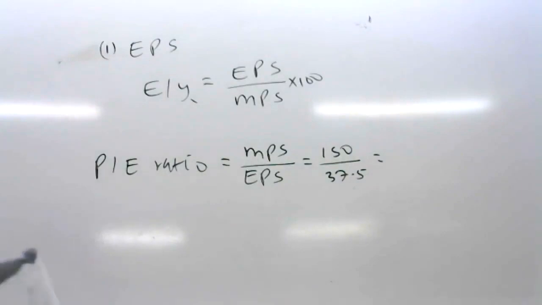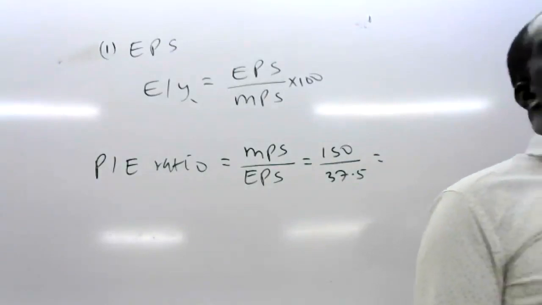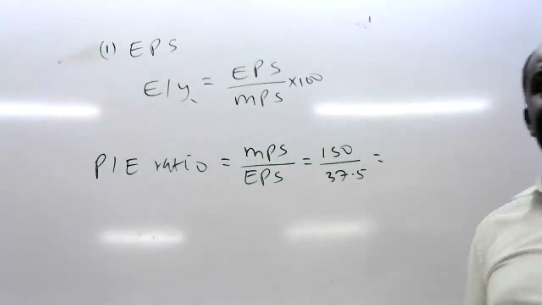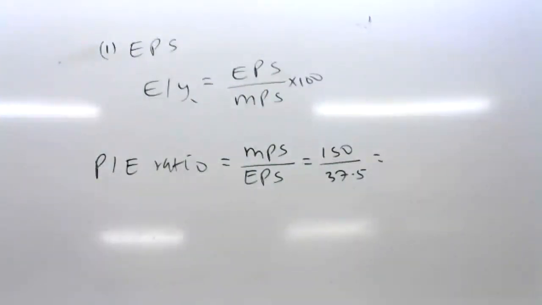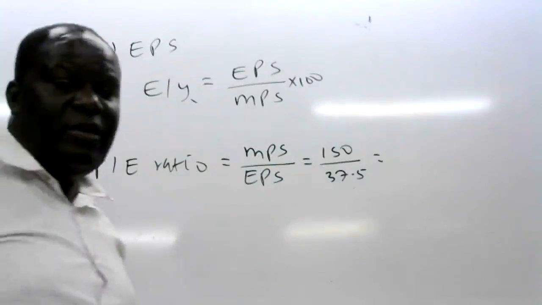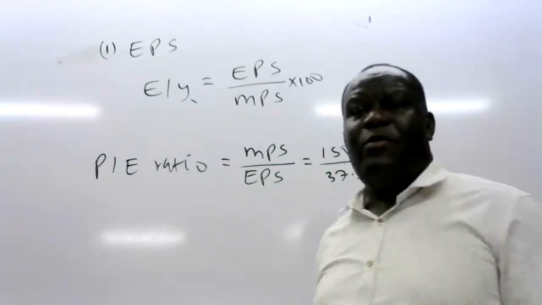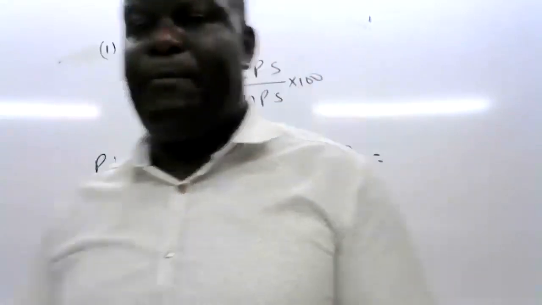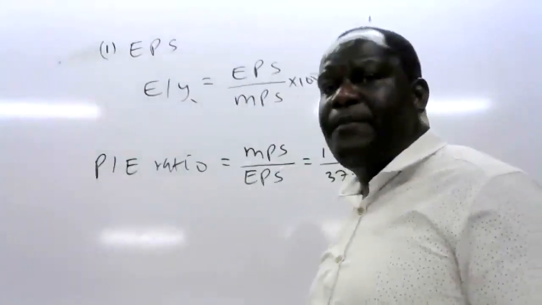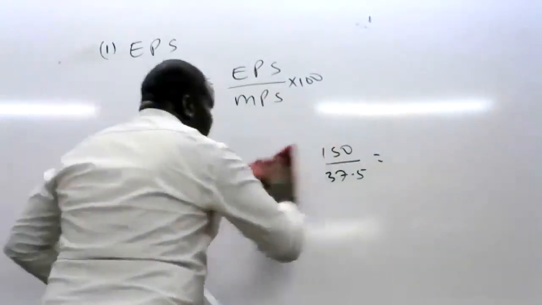Then Roman numeral 2, the price earning ratio. Price earning ratio is supposed to be given by what? From the formula in the previous question that we did, the price earning ratio was market price per share divided by earnings per share. But before we answer the question, we prepare the income statement first. So let us see how to prepare the income statement.